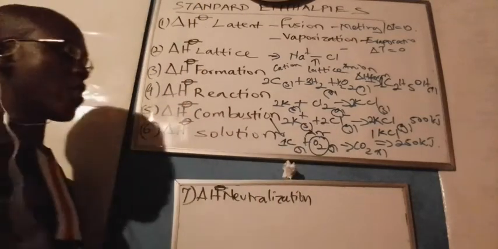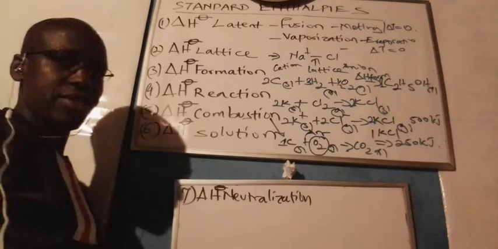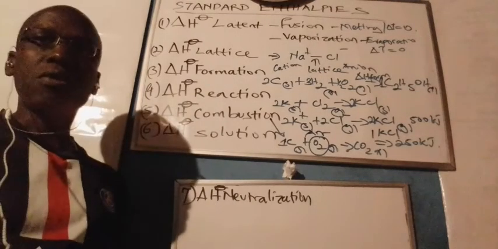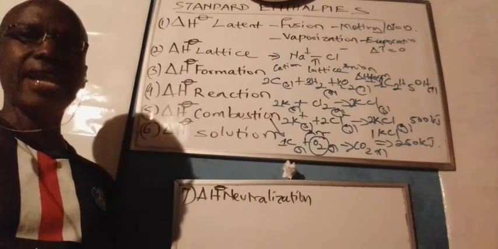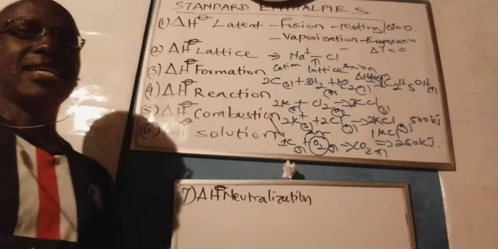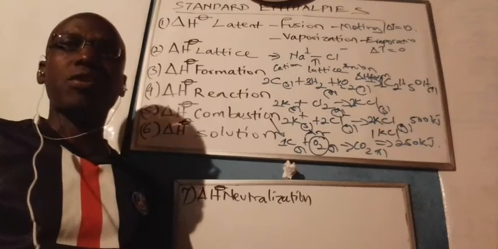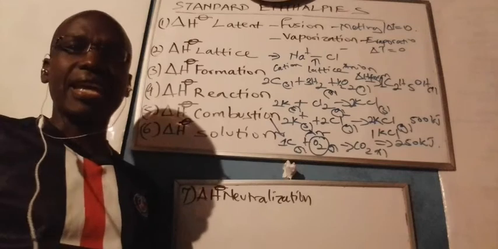And therefore, when we burn 1 mole of a substance exclusively in excess oxygen, then the process is said to be the standard enthalpy of combustion. The standard enthalpy of combustion, again, is the least quantity of energy required to completely burn 1 mole of a substance in excess oxygen.